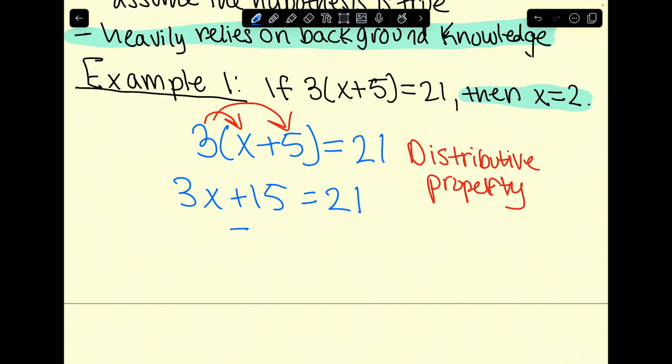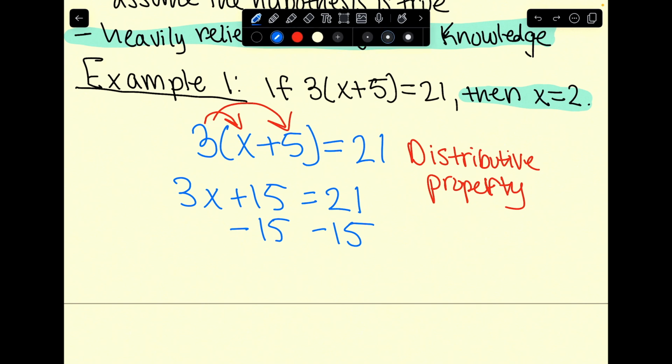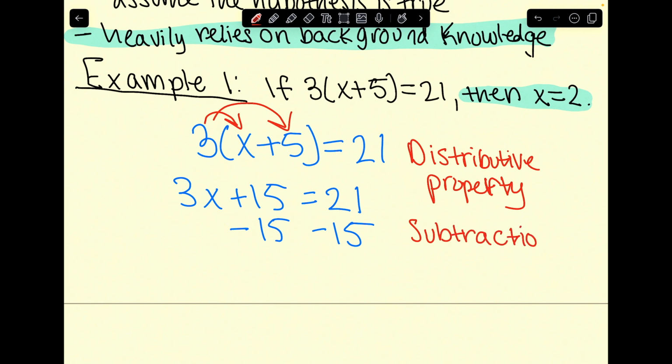Then we subtract 15 from both sides to isolate the term 3x. Now, this property is called the subtraction property of equality, which you should probably already be familiar with. Subtraction property of equality.